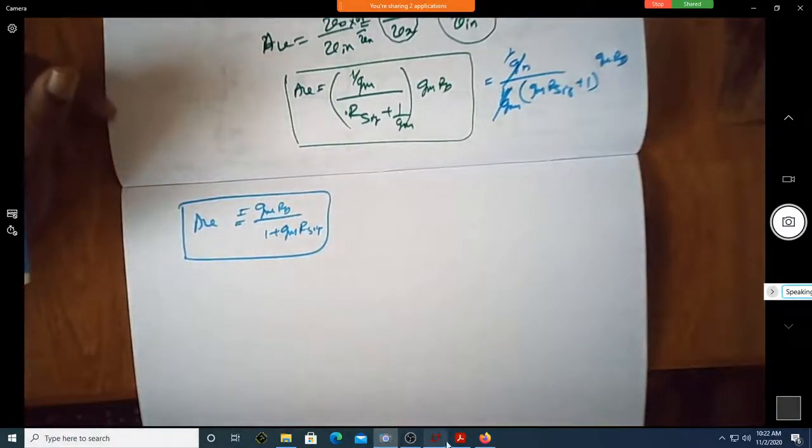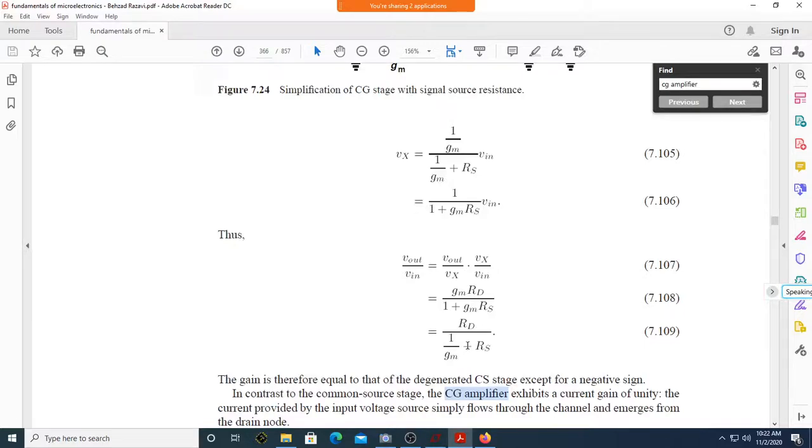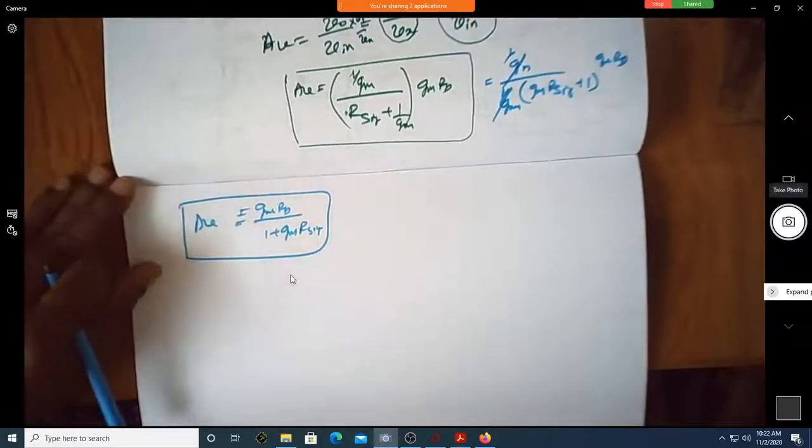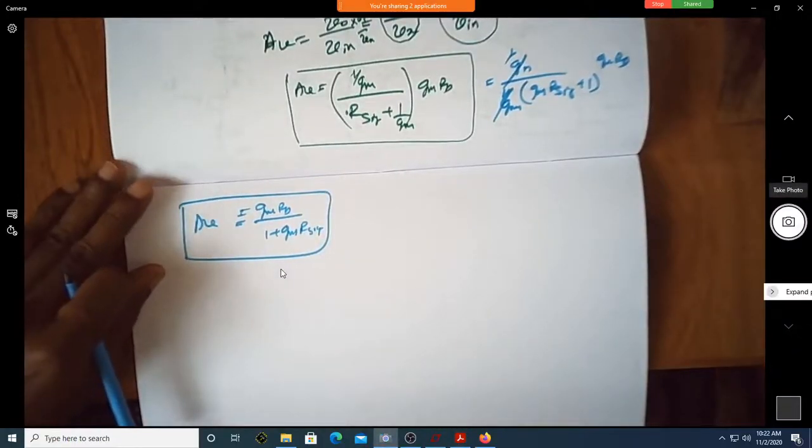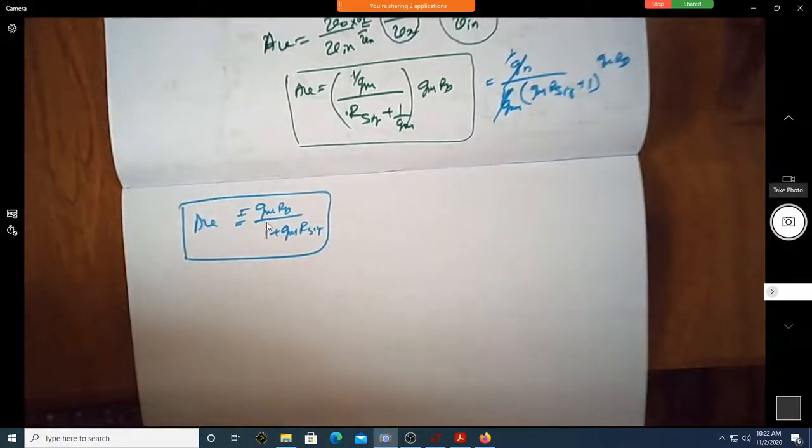This is what you had here also. You can see Gm into Rd by 1 plus Gm into Rs. Yes sir, correct? Which you can take out Gm outside again. Of course, it is one more form of writing that. What is this now? Why did we actually derive this? So actually you can see Av is equal to Gm into Rd if R signal is 0.